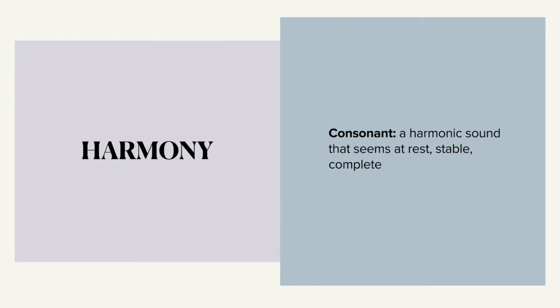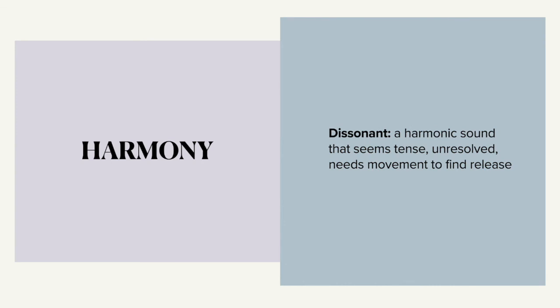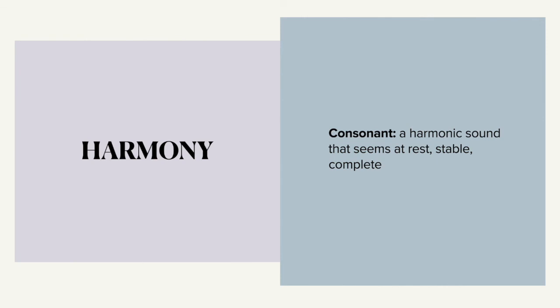However, if I play these 2 notes, or these 2, right, there's a lot of tension there. Now, that we call dissonant. Dissonant is any harmonic sound that seems tense. It's unresolved, and it needs to find release. And the way you find release is you move away from that tension. If I have this, that's moving from the dissonant sound to the consonant.